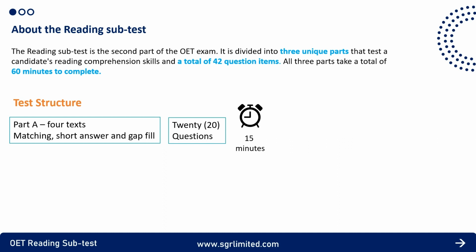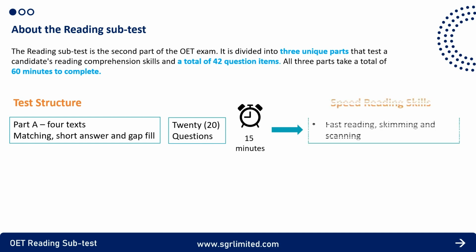So you really need to be quick. This is the skill that you will be tested on in Part A. You must read fast and find your answers very quickly. To do this, we will teach you skimming and scanning skills to improve your speed reading skills for the test and ace Part A.